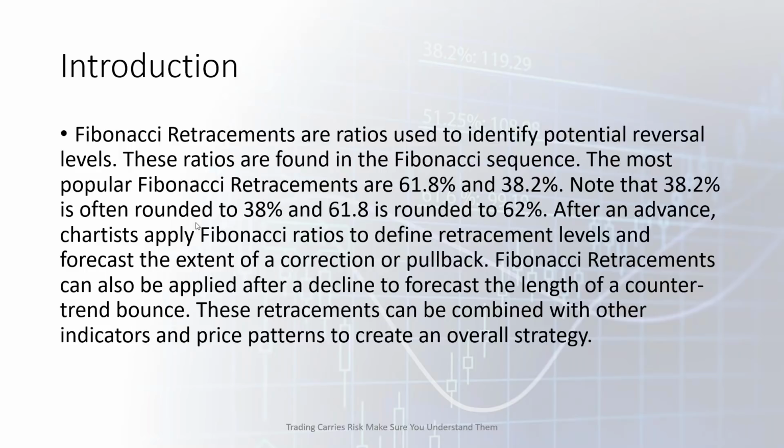So Fibonacci retracements are ratios used to identify potential reversal levels. These ratios are found in the Fibonacci sequence. The most popular Fibonacci retracements are 61.8% and 38.2. Now note that the 38.2 is often rounded out to 38%, and the 61.8 is sometimes rounded out to 62. So after an advance or a decline, chartists apply Fibonacci ratios to define the retracement level and forecast the extent of the correction or the pullback.